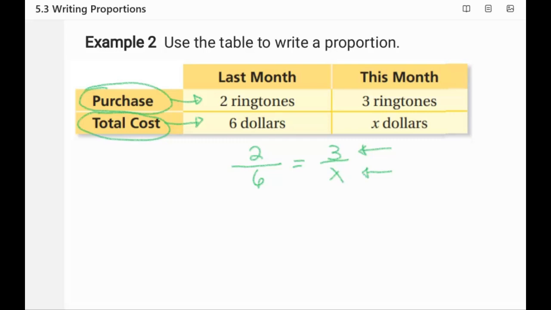Similar to the previous examples, we're going to look at 2 over 6 and try to figure out what is equal to 3 over x. If we simplify 2 over 6, I can see a pattern that I can reduce by 2. So 2 goes into 2 one time, and 2 goes into 6 3 times. So if that's true, then the fraction is equal to 3 over x.